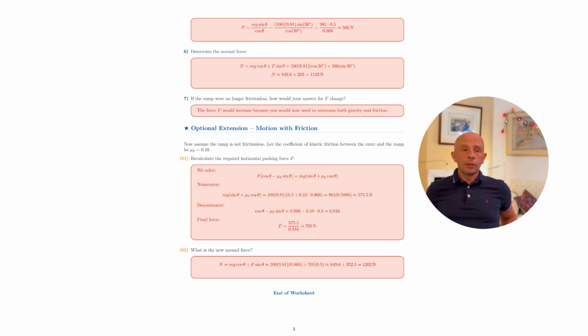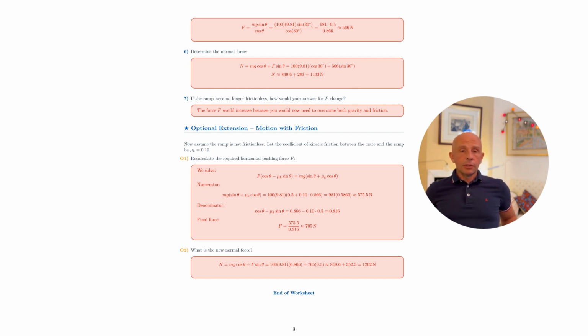Task 7 asks what would happen if the ramp were no longer frictionless. As the answer correctly states, friction opposes motion. Since we're pushing up the ramp, friction would act down the ramp. This means the force F would have to increase to overcome both gravity and friction. This leads us perfectly into the optional extension at the bottom of page 3, where we add friction.